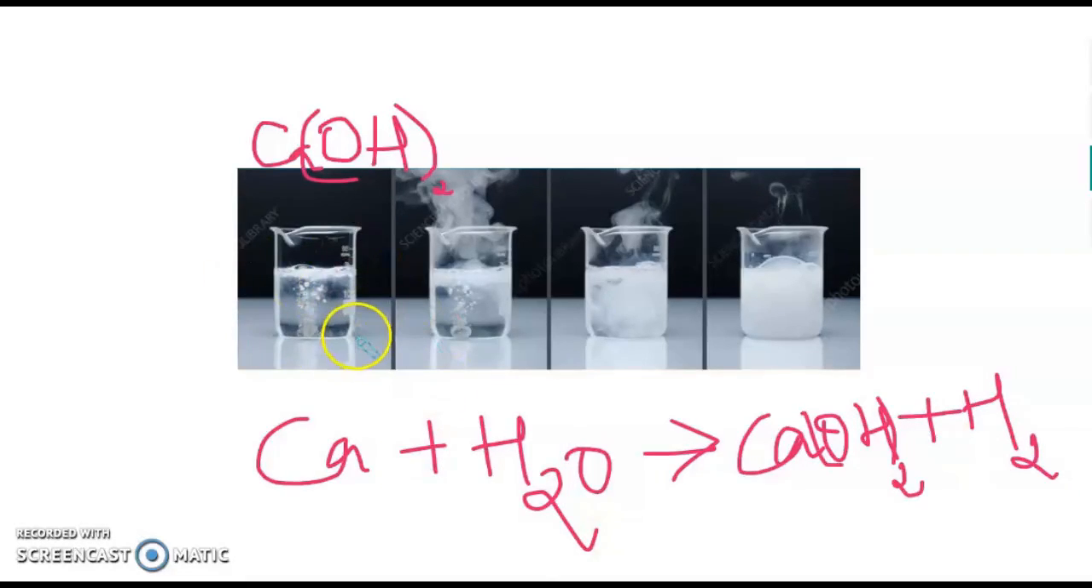I hope it's clear. Calcium is reacted with water to give calcium hydroxide and hydrogen. So a metal reacts with water to give metal hydroxide or metal oxide and hydrogen.